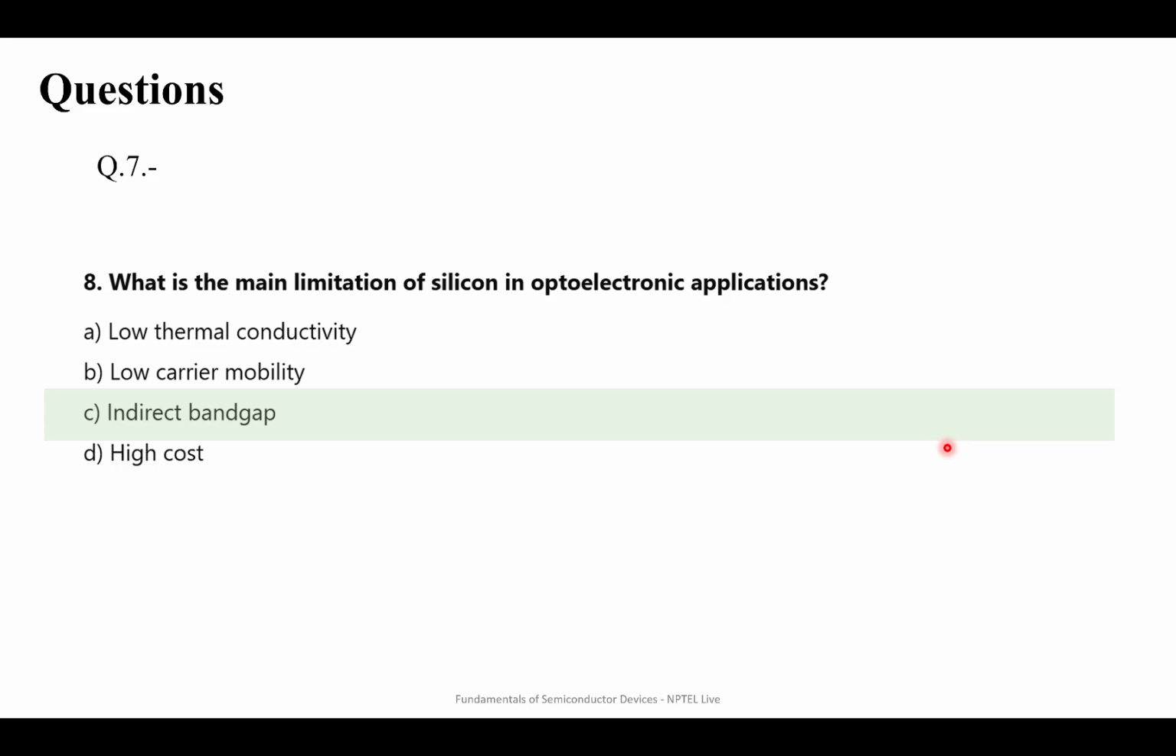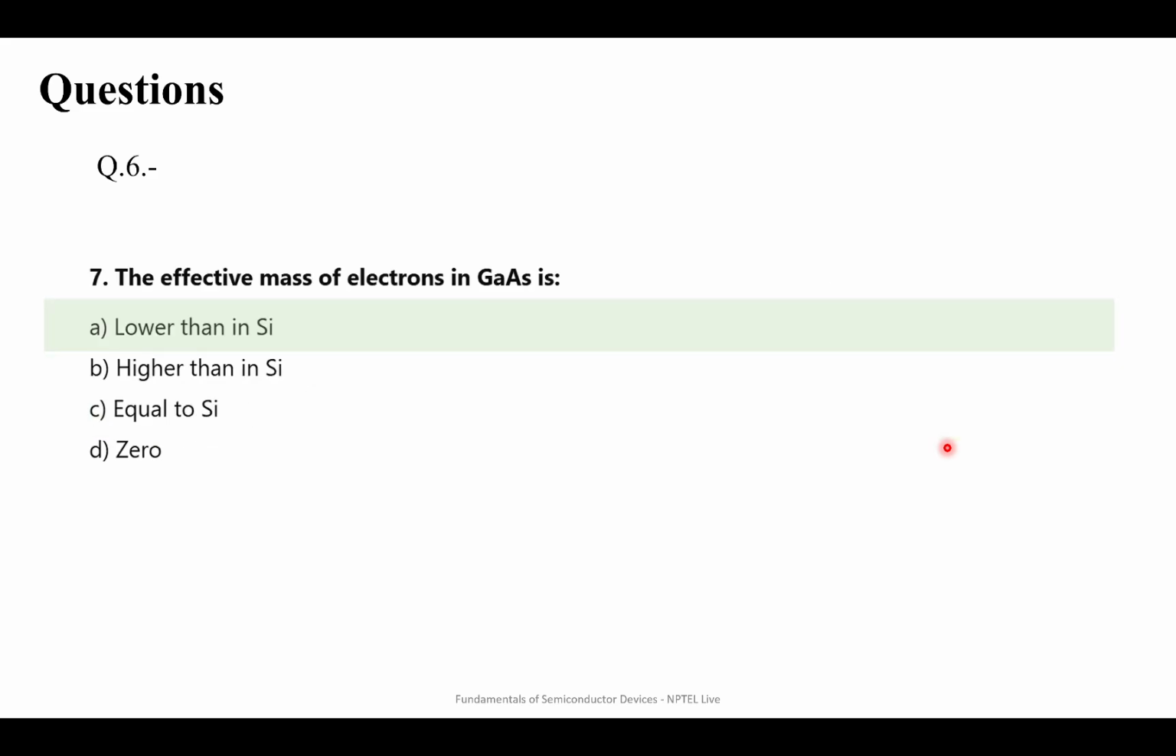Sir, can you explain the previous one? Actually, sir, you say that gallium arsenide has low effective mass of electrons. Yes. So, sir, if effective mass is low, conductivity is high, mobility is high. Sorry, yes, mobility is high. Okay, effective mass is low. Okay.